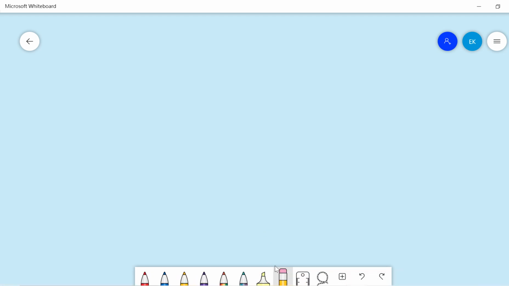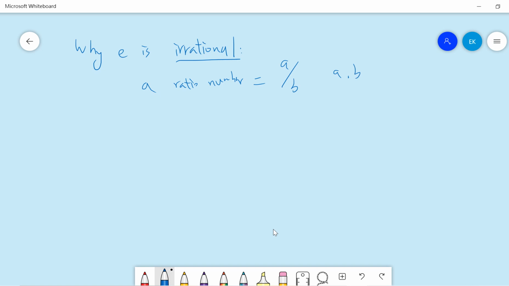Hello guys, so today I want to prove a famous proof: e is irrational. Let me remind you that a rational number can be written as a over b, where a and b are integers and coprime, meaning they don't have the same prime factor.